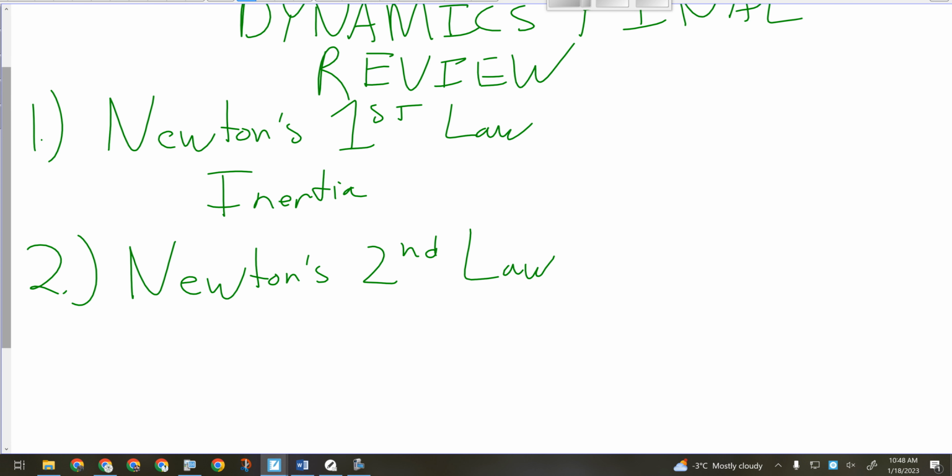Newton's second law. Newton's second law deals with all the situations where there is a net force. When there is a net force, what will the object do? Accelerate. There will be some change in velocity, whether it's increasing or decreasing. So F net equals mass times acceleration.